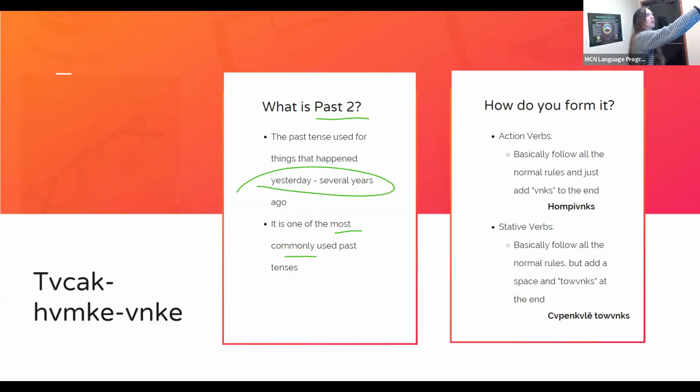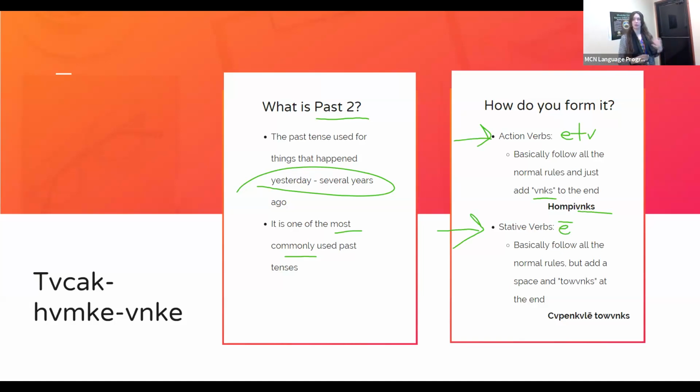How do you form it? We have to think about whether it's an action verb or a stative verb, remembering that action verbs generally end in ida and stative verbs generally end in e. For action verbs, we follow all the normal rules that we did for present tense, it's just that we add unks after the person marker. So hombeunks. Stative follows most of the normal rules for present tense, but we add a space and add dounks. So jabingali dounks.